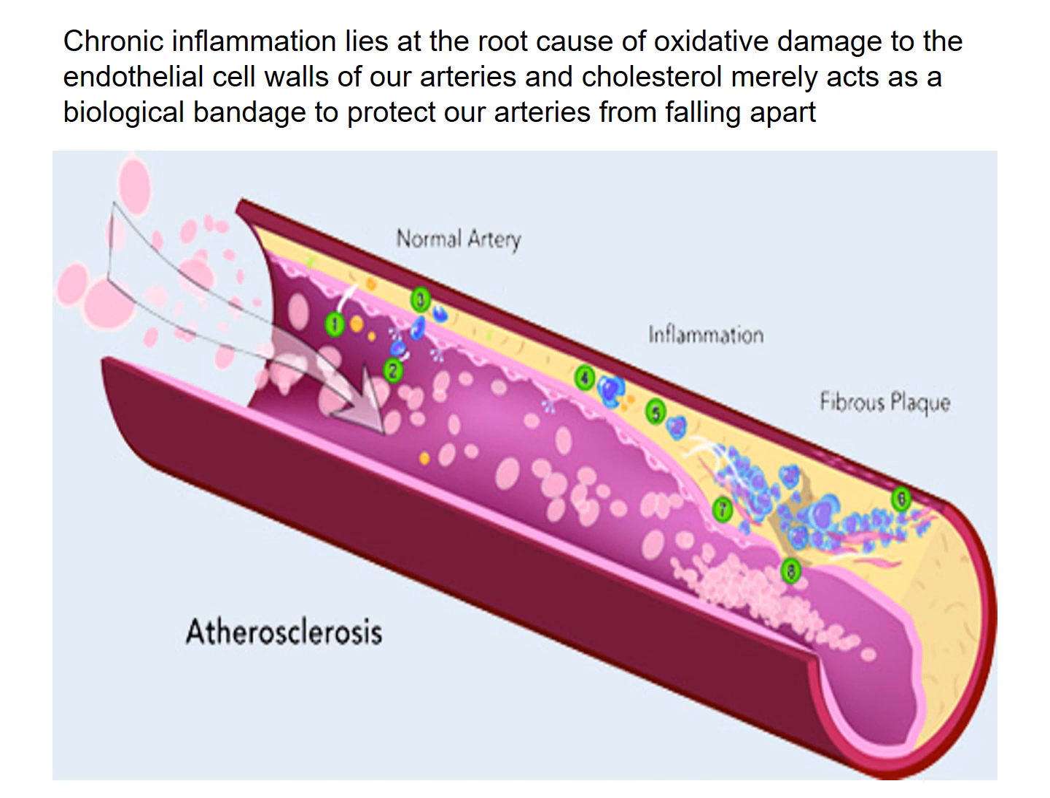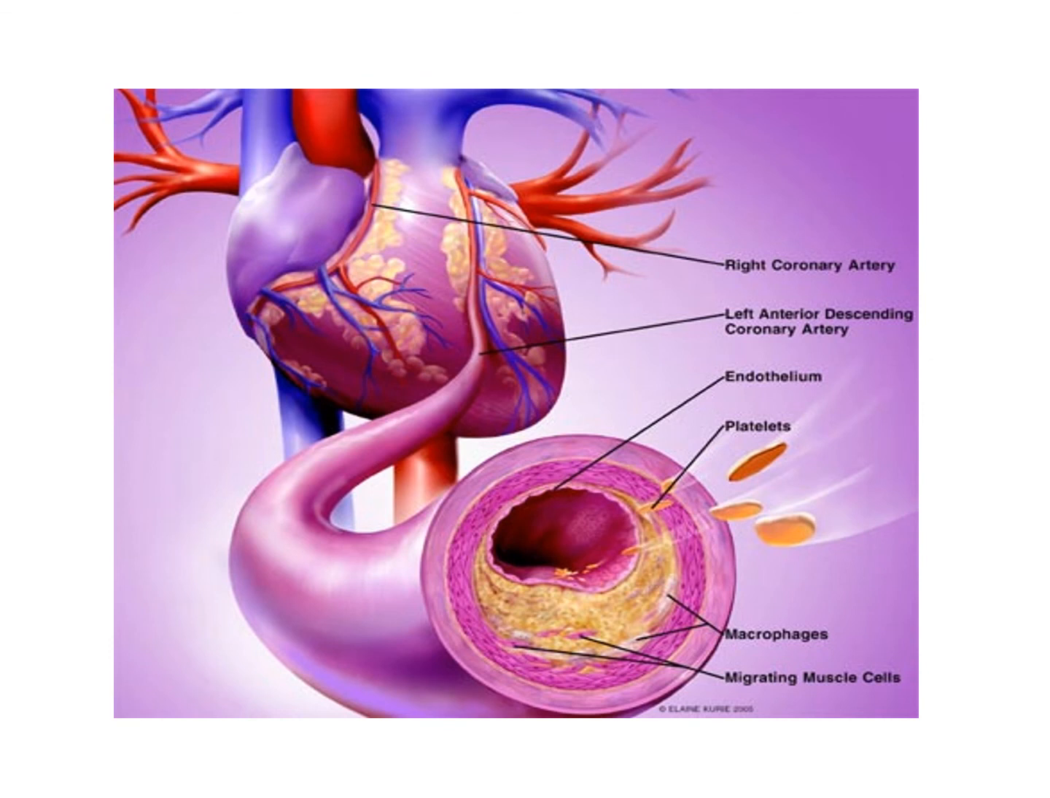And this is just another one. Chronic inflammation lies at the root cause of oxidative damage, because that chronic inflammation can start damaging other parts of the vessel. And then that becomes a problem. So you see the inflammation, the fibrous plaque. So it's a big issue. So, like I mentioned several times before, you need to really get checked and get your CRP levels checked to make sure.